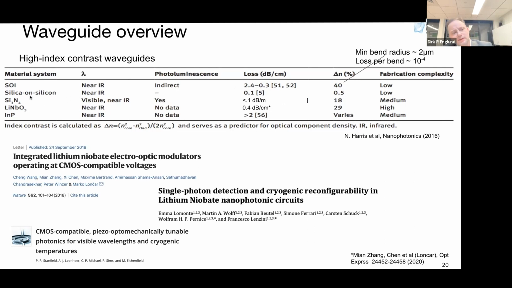Whereas, for example, in silicon, the refractive index contrast is much smaller, and you have these very large structures. So people sometimes compare, and they say, oh, but this material has a very low loss, maybe 0.1 dB per meter. So it's much better than silicon.